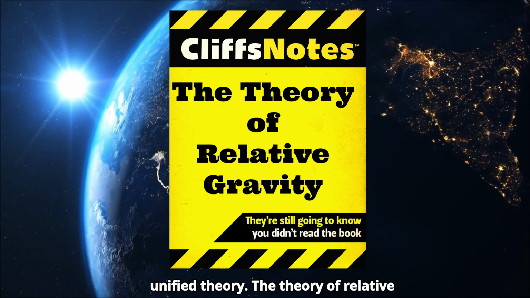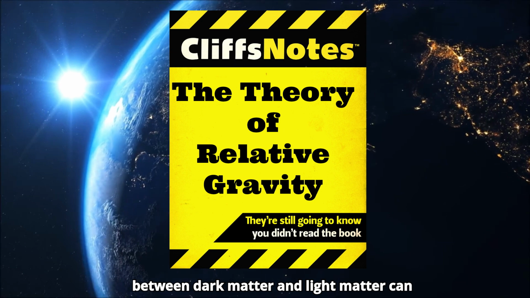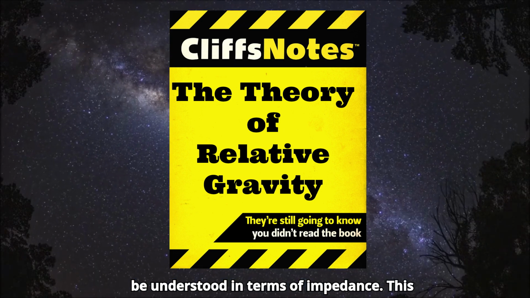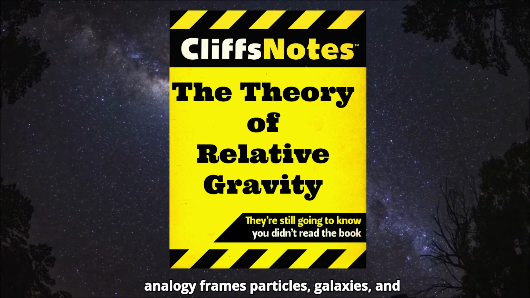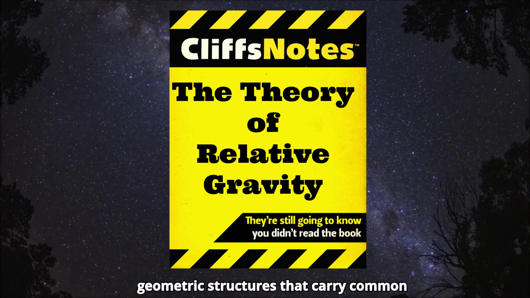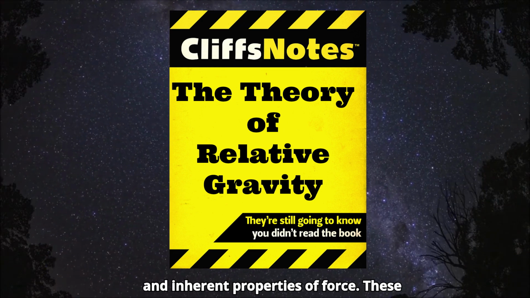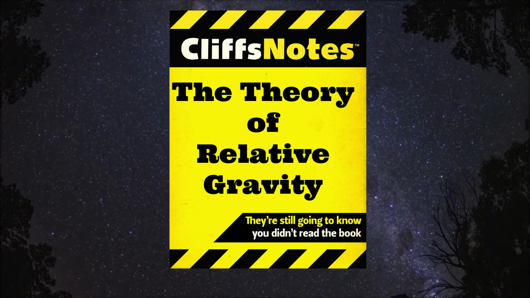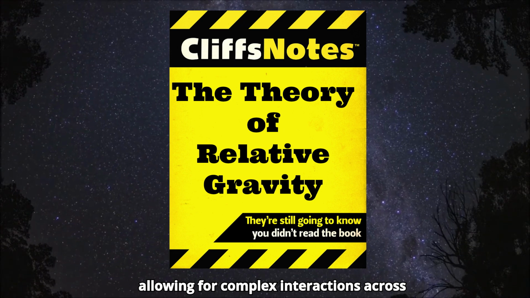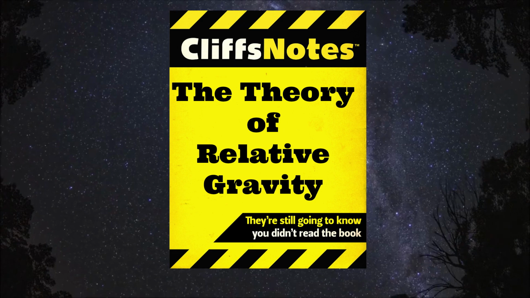The theory of relative gravity proposes that the relationship between dark matter and light matter can be understood in terms of impedance. This analogy frames particles, galaxies, and any objects in between as manifolds, geometric structures that carry common and inherent properties of force. These properties are viewed as interwoven, allowing for complex interactions across various scales, from the smallest particles to vast cosmic bodies.